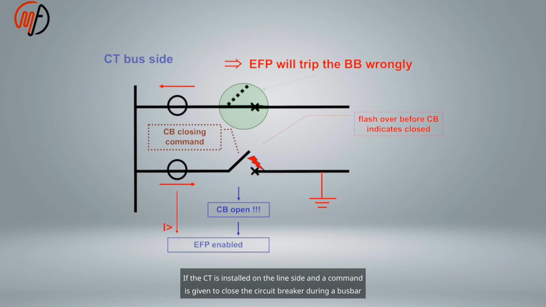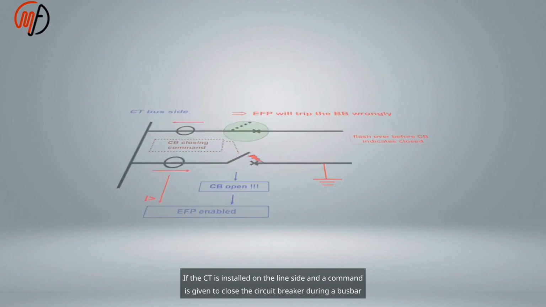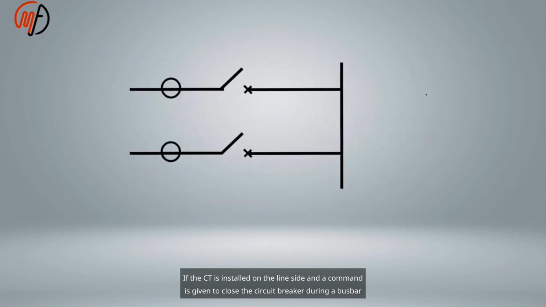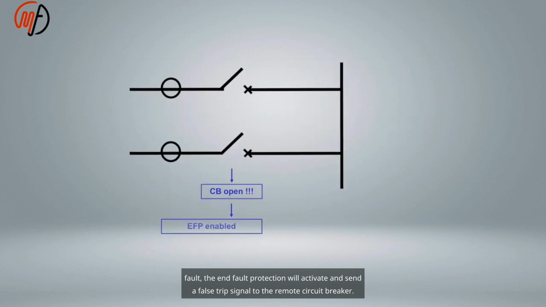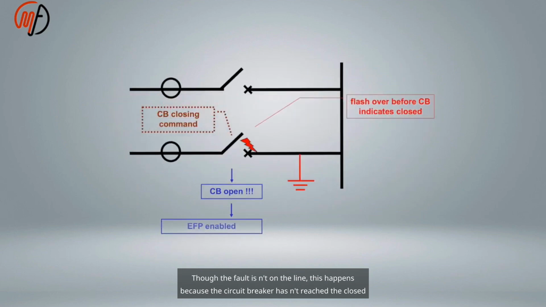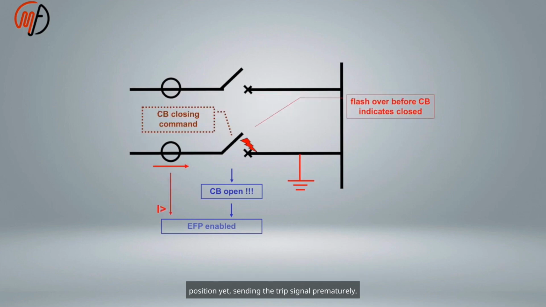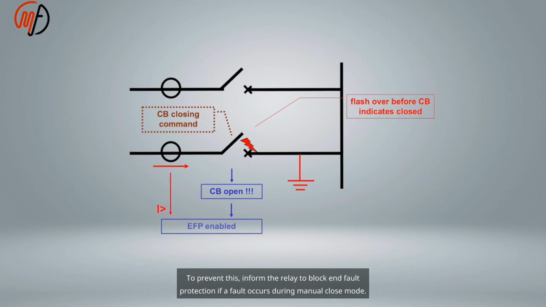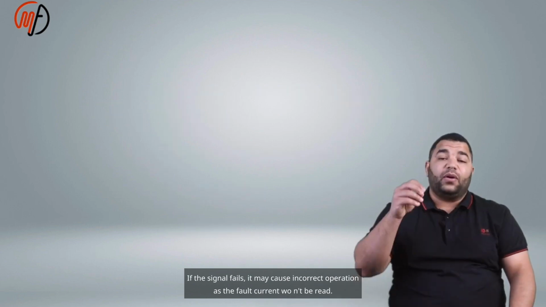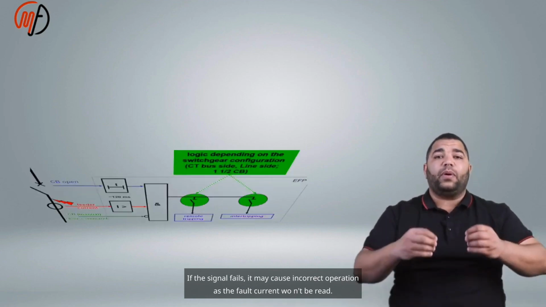If the CT is installed on the line side and a command is given to close the circuit breaker during a bus bar fault, the end fault protection will activate and send a false trip signal to the remote circuit breaker. Though the fault isn't on the line, this happens because the circuit breaker hasn't reached the closed position yet, sending the trip signal prematurely. To prevent this, inform the relay to block end fault protection if a fault occurs during manual close mode. Ensure the manual closed circuit breaker signal is correctly installed and tested. If the signal fails, it may cause incorrect operation as the fault current won't be read.